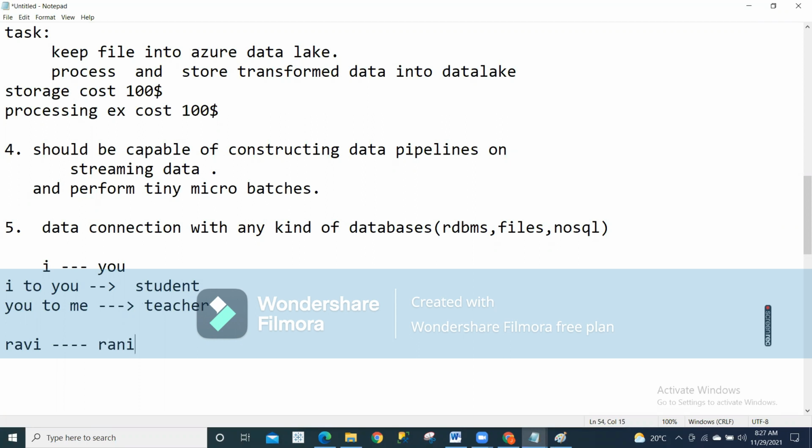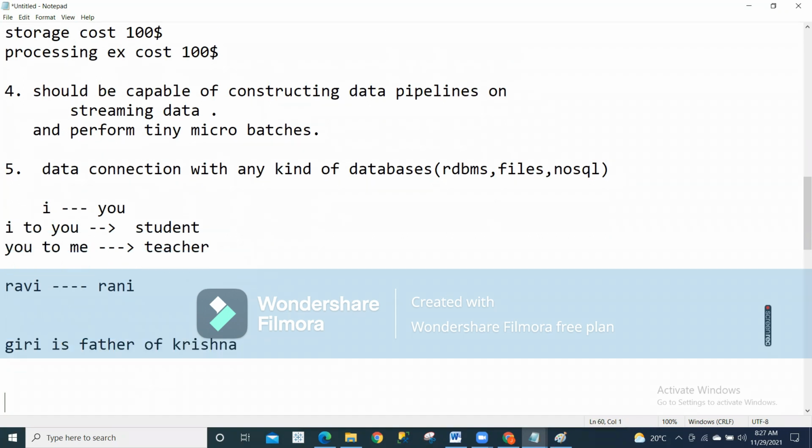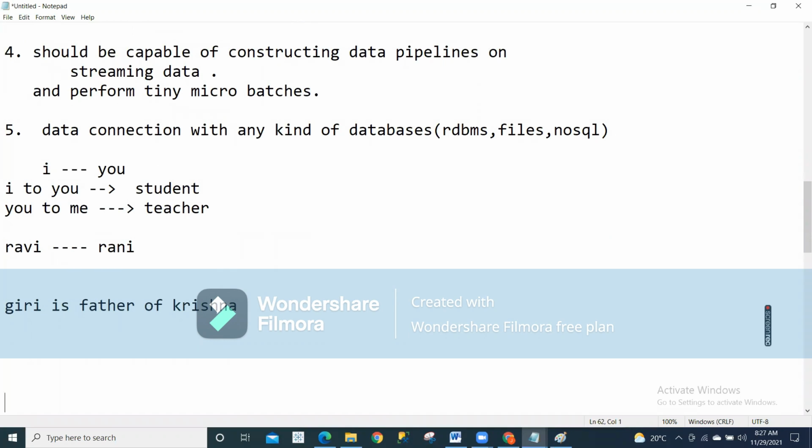Ravi, Rani, friends. Now tell me. Ravi to Rani, what is the relationship? Friend. Rani to Ravi? Friend. This is two-way. Understood? One way means from I to you. For example, Giri is father of Krishna. Giri to Krishna, what is the relationship? Son. Krishna to Giri? Not son, right? It's a father. It's one way.